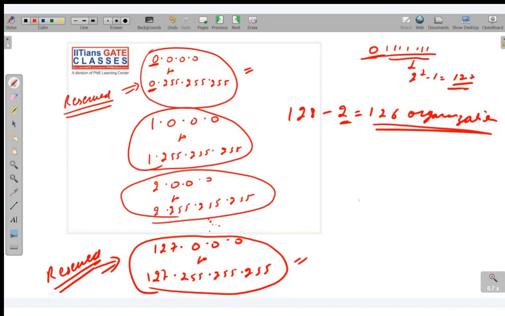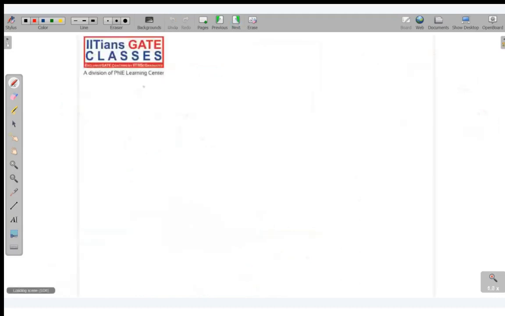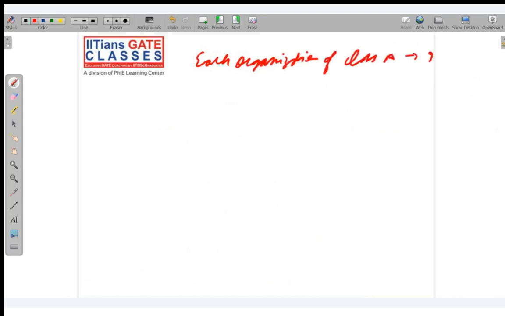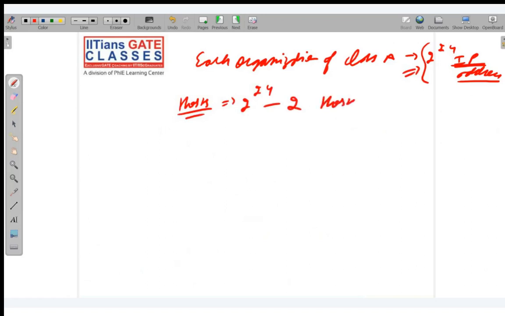Now the next type of question they will ask: I have told you each organization of class A. Let me jump to the next slide. Take snapshot. Okay. What I have told you, each organization of class A is having how many IP addresses? Each organization of class A is having 2 power 24 IP addresses. So see the wording, IP addresses. That's why I told you to please underline this. How many hosts can it connect? It can connect 2 power 24 minus 2 hosts.